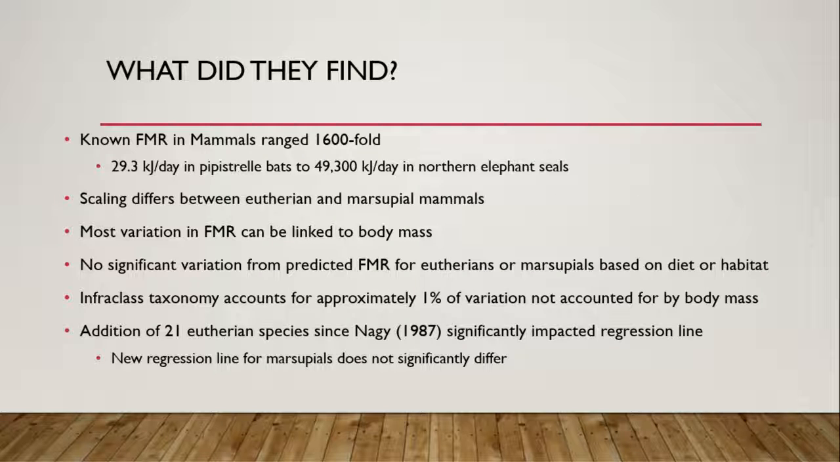The analysis found that field metabolic rates in mammals ranged 1,600-fold from 29.3 kilojoules per day in pipistrelle bats, the smallest mammals, to 49,300 kilojoules per day in the largest mammals, the northern elephant seals. While the scaling was different for eutherian and marsupial mammals, it was found that most variation in metabolic respiration could be explained by differences in body mass. This conclusion lines up with previous estimations of mammalian scaling, but does not explain all the variability that was found.